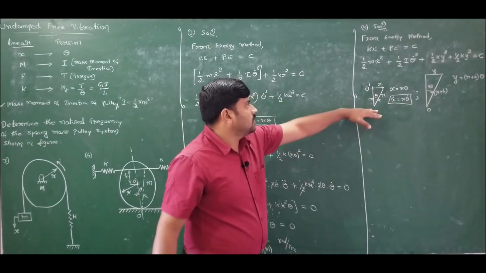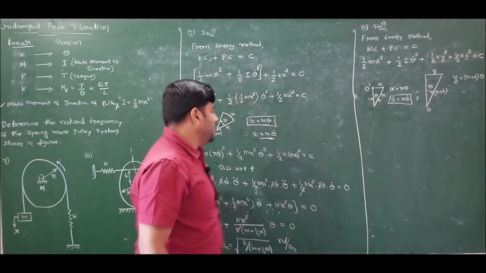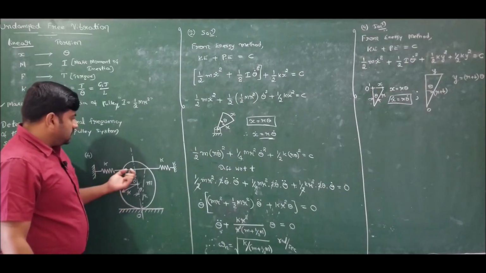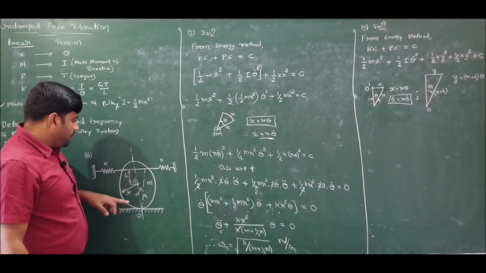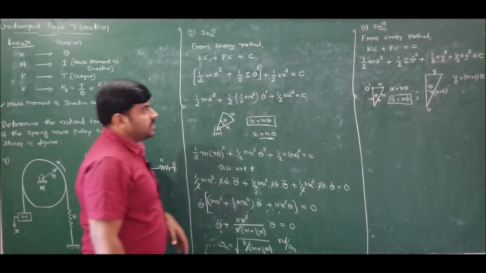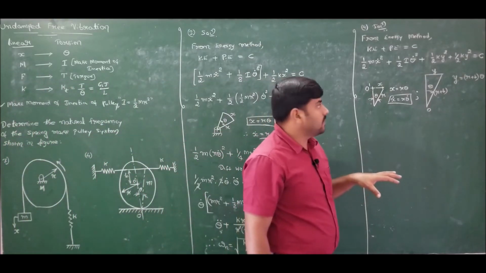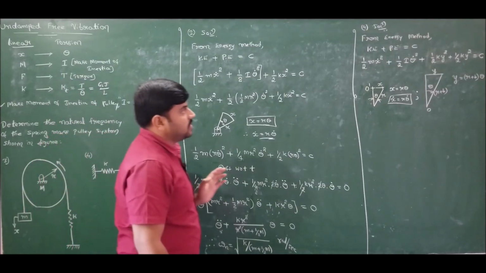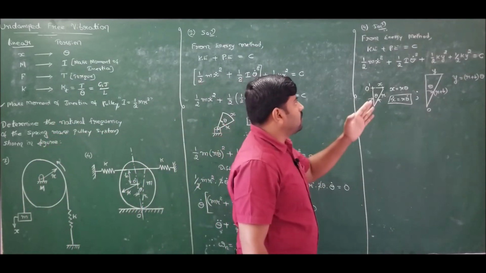So this is for the pulley. The pulley deflection will be r theta, whereas the deflection of the spring will be (r plus b) theta. Very very important. Observe the figure carefully. Now how are these two springs connected? These two springs are in parallel, so the equivalent stiffness is nothing but the sum of these two.